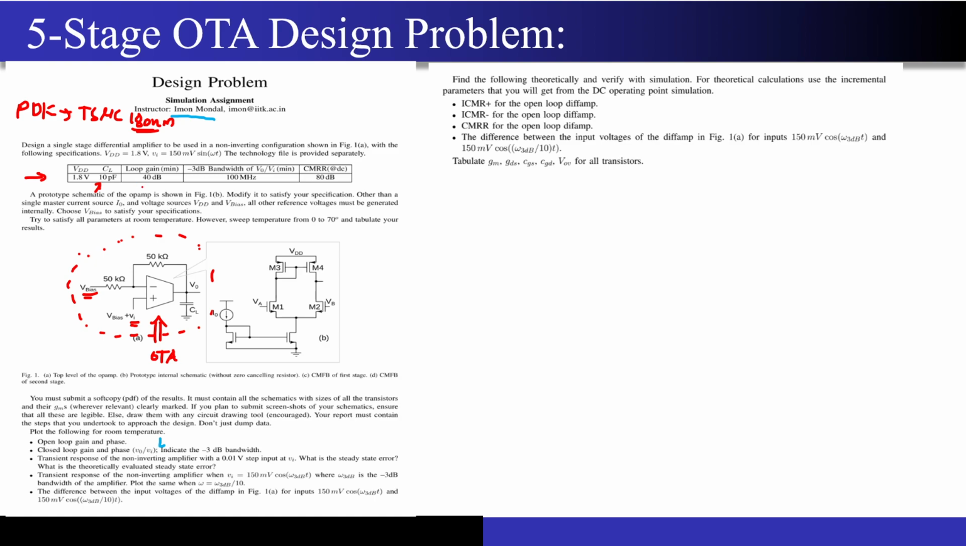The minimum loop gain that they are expecting for this circuit is 40 dB. 40 dB means 100, in volts by volts terms. The 3 dB bandwidth of the loop they are asking me to design is 100 megahertz, and the CMRR that they are asking for is around 80 dB at DC.